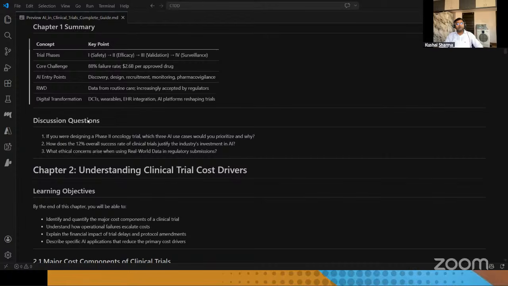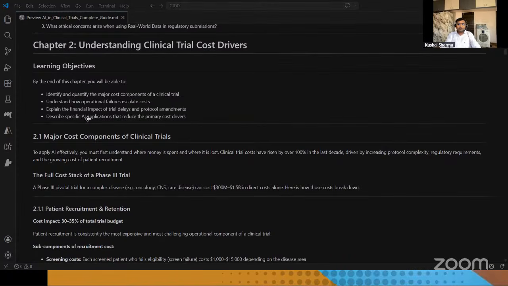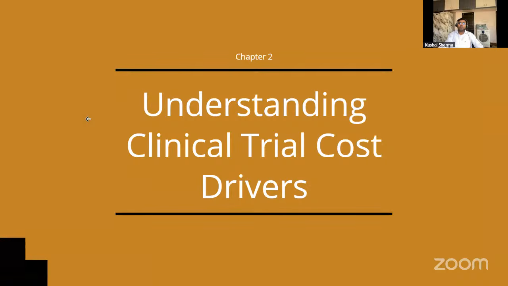Now let us go to chapter 2, that is understanding clinical trial cost drivers. This will help us understand why we are discussing this particular part, that is, understanding clinical trial cost.